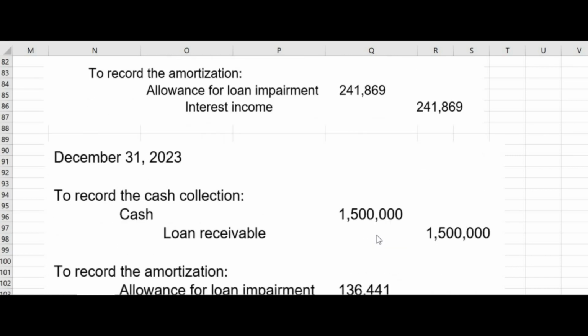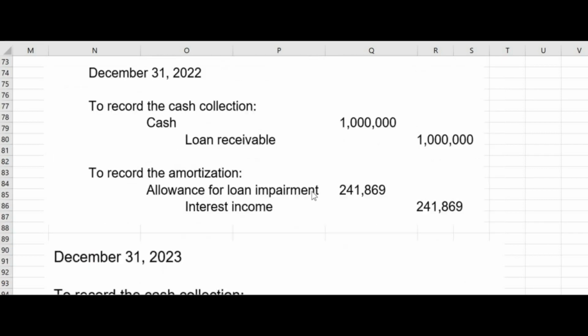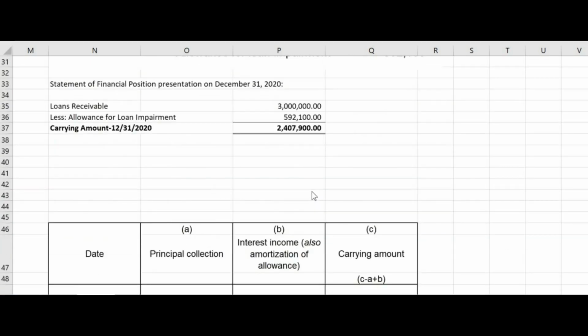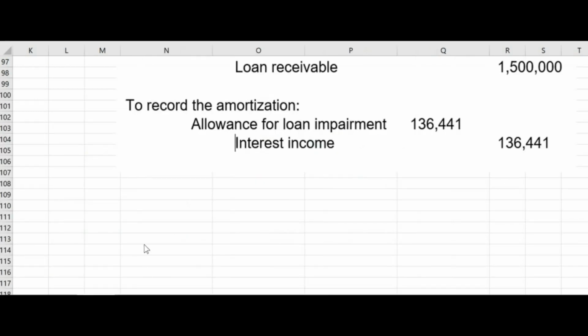And then, for the last year, so, same lang din. Nakakolekta tayo ng 1.5 million. And then, nag-amortize tayo ng loan impairment amounting to 126,441. So, as of this day, so, na-close na yung ating loans receivable. So, that's it for this problem.